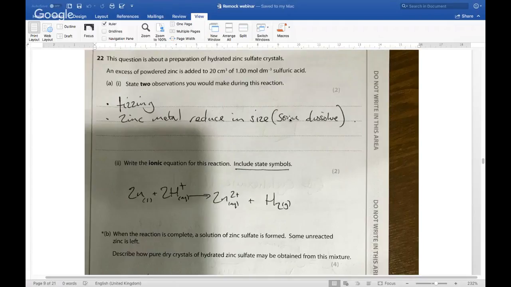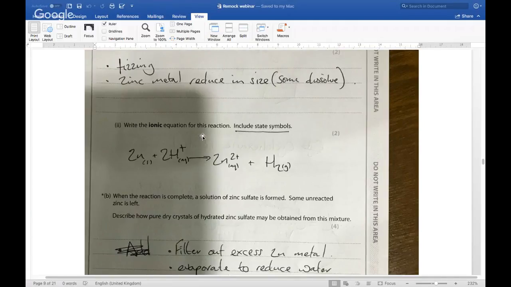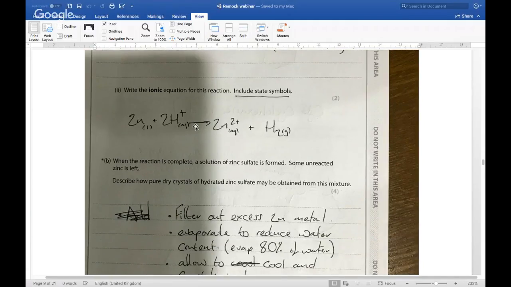Zinc metal will reduce in size. Some will dissolve. Do you notice, by the way, it's excess zinc. So technically, year 12, if you put the zinc disappears, you'd get it wrong. I think they actually allowed it, which really annoyed me. But the reason being is it's in excess, so it will just reduce. You'll have less of it at the end. Some will dissolve.